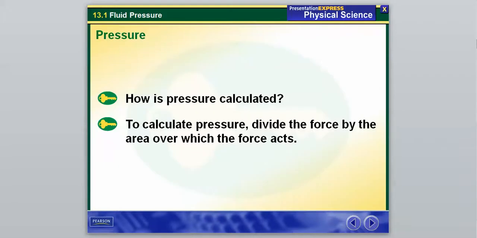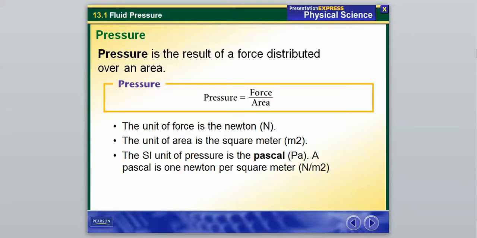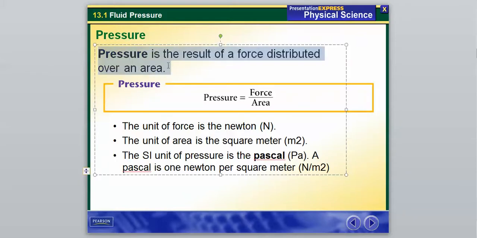And so to figure out how pressure is actually calculated, we are going to divide the force by the area over which the force acts. So here's our little calculation right here. Pressure, I would definitely write this down, is the result of a force distributed over an area, and we can calculate it pretty easily. So pressure equals force over area.